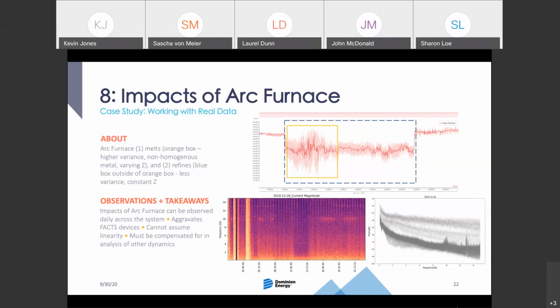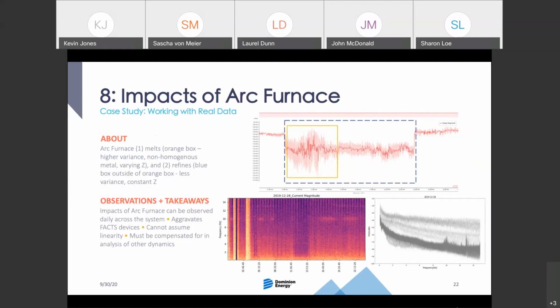And I should say, for those of you that don't know what an arc furnace is, basically it's a place that recycles old scrap metal. And the way they do that is by putting all of the metal into a giant furnace and basically applying a 3-phase bolted fault to it until it heats up so much that it melts.